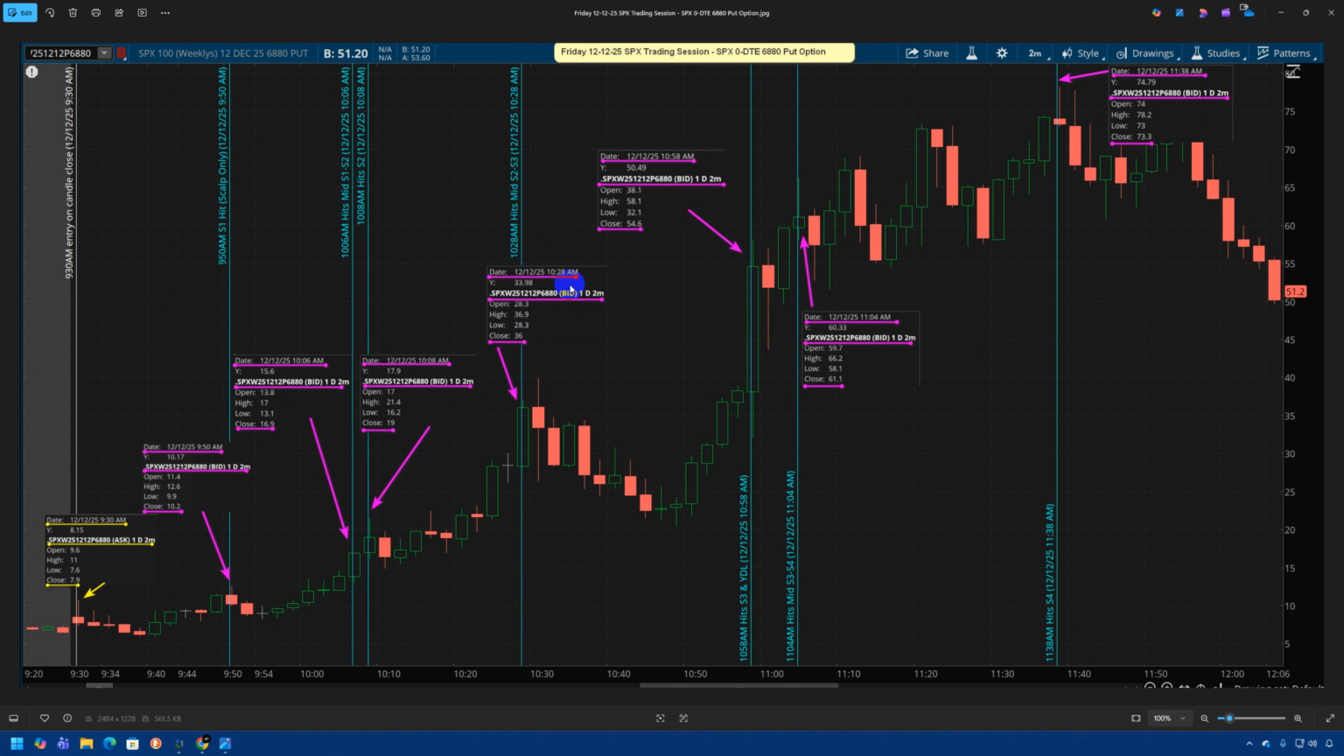2.5 level move in our favor, 10:28 a.m., 36 on the bid. 3 level move in our favor when it hits S3 and YDL, now 54.60 on the bid. 3.5 level move in our favor, 11:04 a.m., 61.10 on the bid. Finally, the 4 level move in our favor, 11:38, 73.30 on the bid.